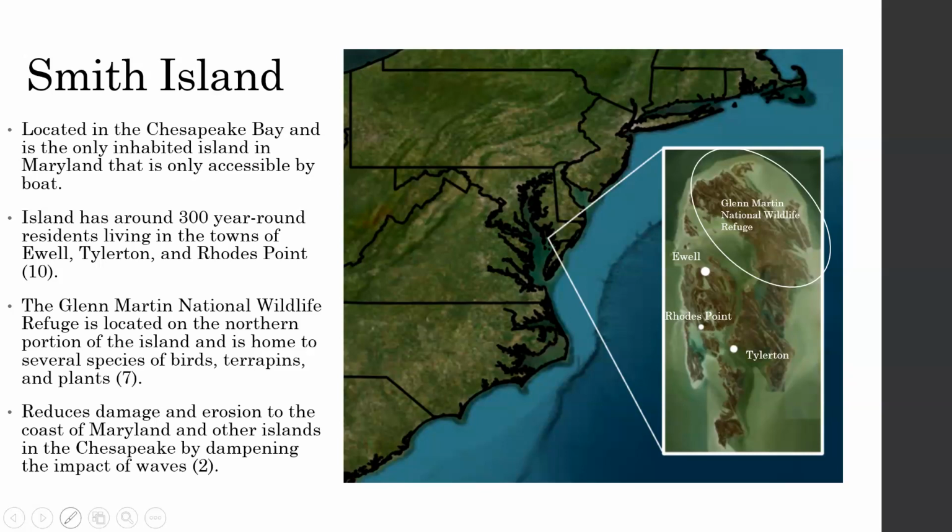The upper portion of the island that's circled is actually a national wildlife refuge that's run by the U.S. Fish and Wildlife Service. The island itself, due to its location in the bay, helps protect other islands further up in the bay and the shoreline of the mainland from damage from the waves that are coming into the bay from the ocean. It helps lessen a lot of the damage and erosion to the other islands.